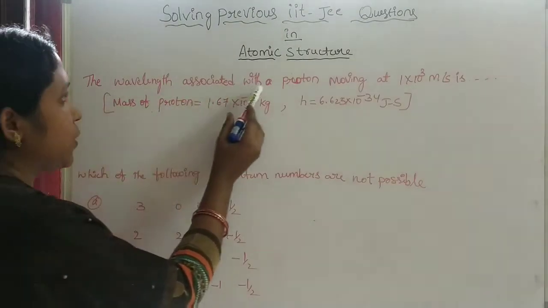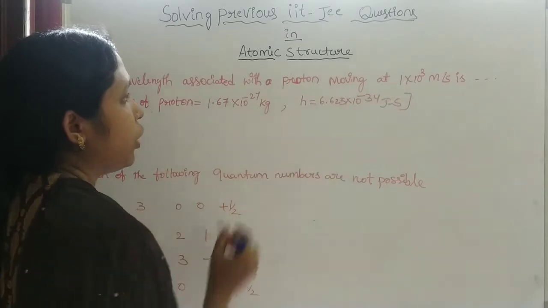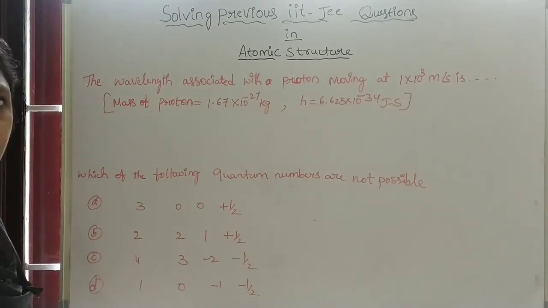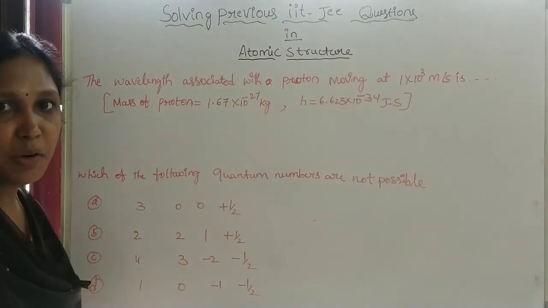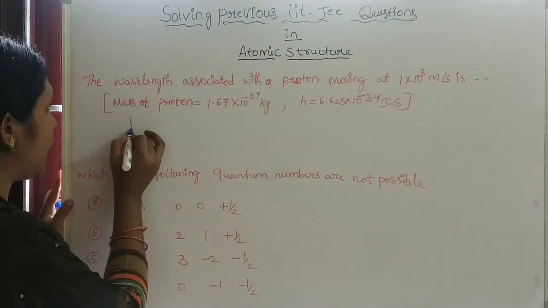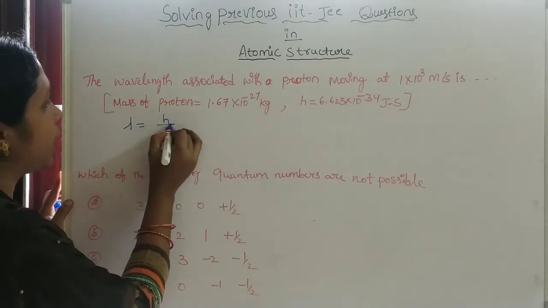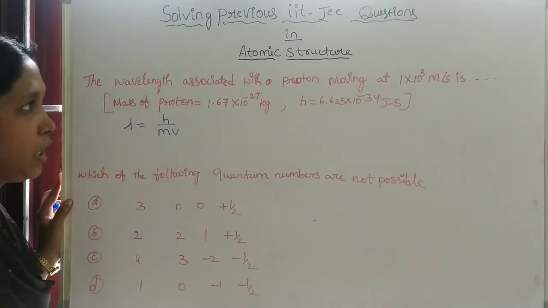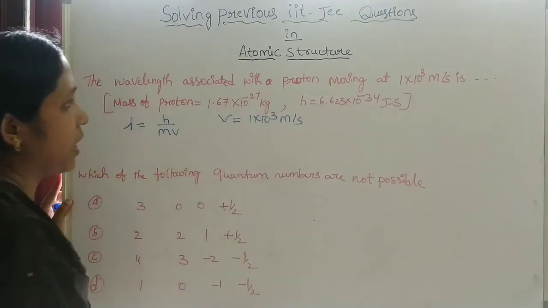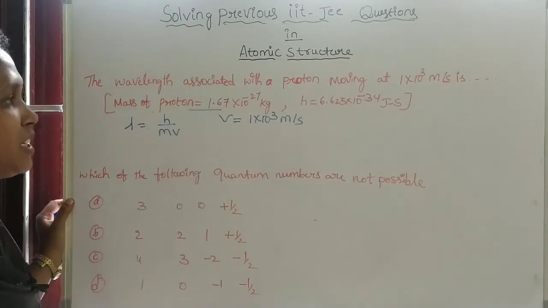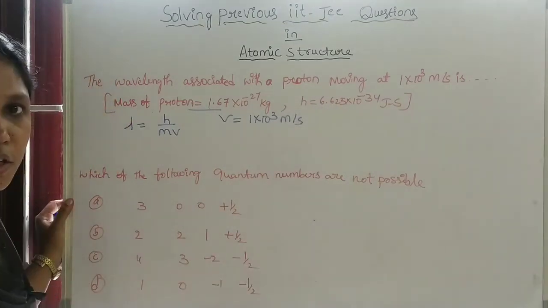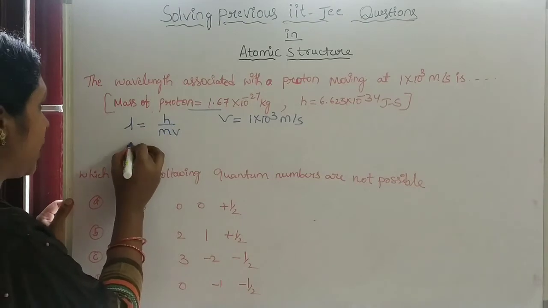Next one: the wavelength associated with a proton moving at 1 into 10 power 3 meter per second is... Okay, what he asked is to calculate the wavelength of a proton with velocity 1 into 10 power 3 meter per second. According to de Broglie, wavelength lambda equals h by mv. Here the velocity is 1 into 10 power 3 meter per second, mass of proton is 1.67 into 10 power minus 27 kg, and h is 6.625 into 10 power minus 34 joule second. So substitute all values and calculate the wavelength.